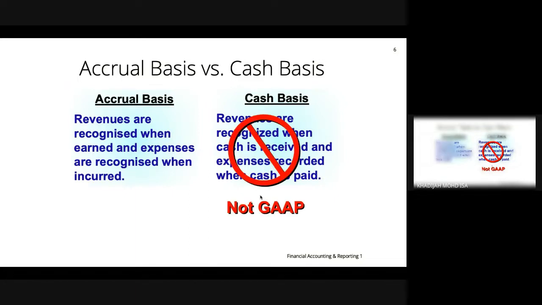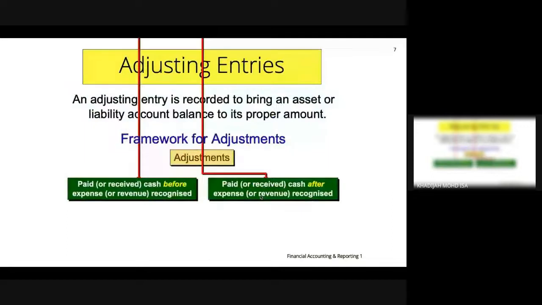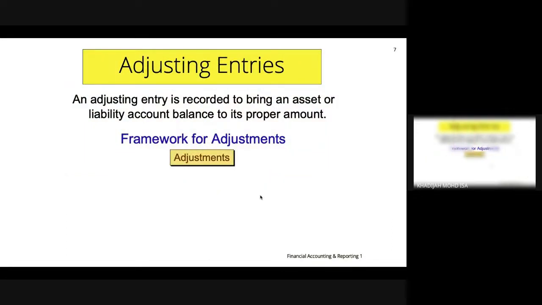However, cash basis accounting, where we record when cash is received and when payment is made, is not acceptable under GAAP. What is GAAP? Generally accepted accounting principles. The cash basis is not accepted, so we have to go for the accrual basis, whereby revenue is recorded when it's earned and expenses recognized when incurred. So the adjusting entries: an adjusting entry is recorded to bring an asset or liability account balance to its proper amount.